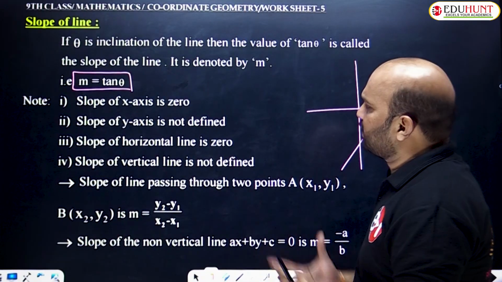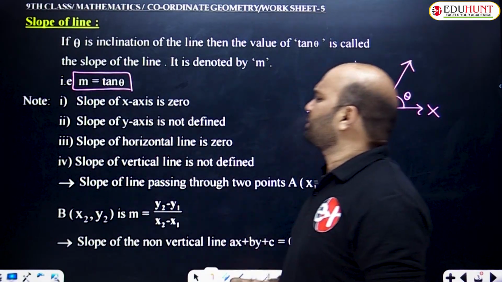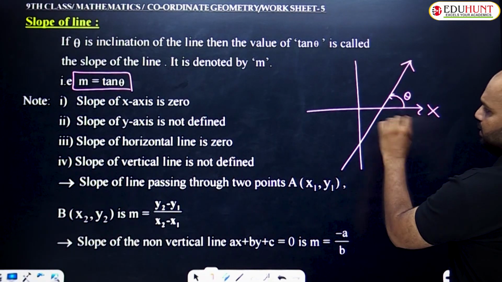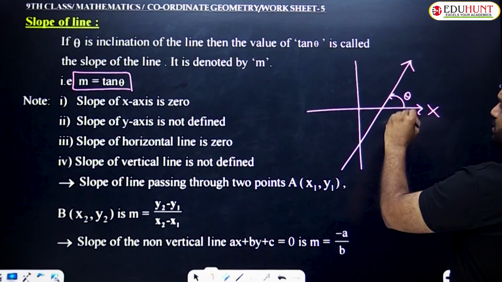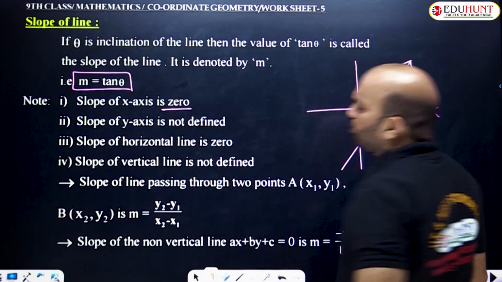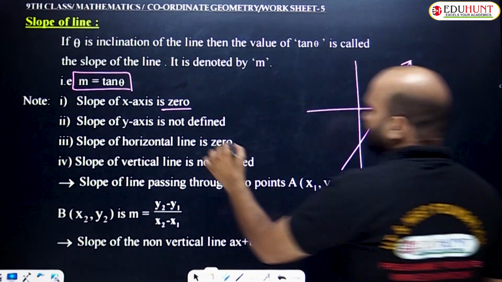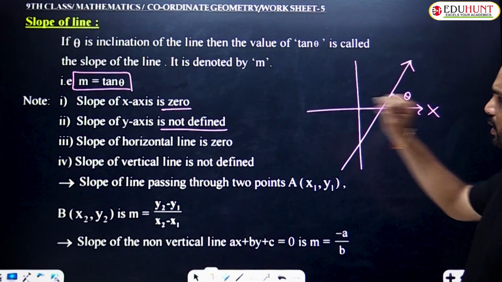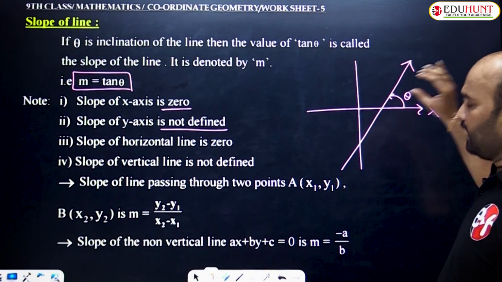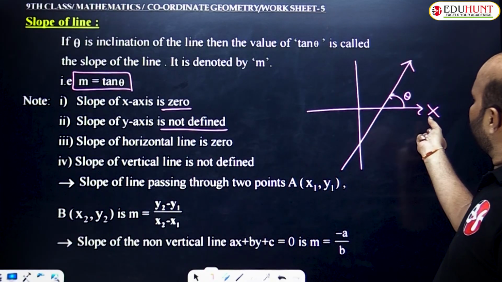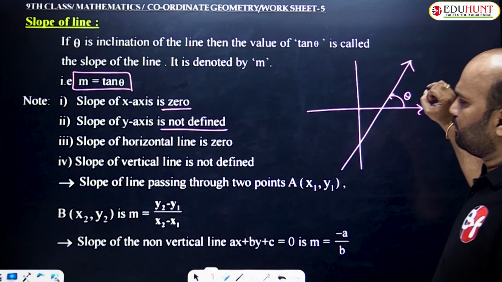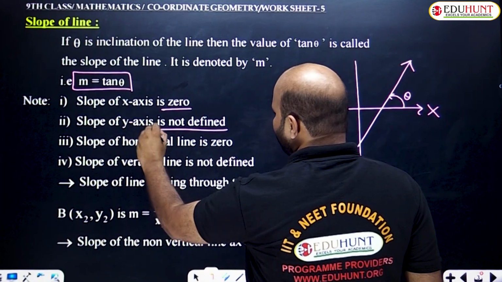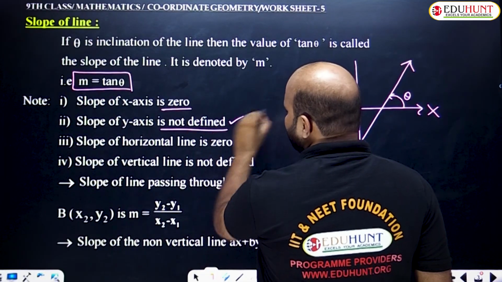So what are the main characteristics of slope? The slope of the x-axis is 0. But the slope of the y-axis is not defined, especially in inclination. Inclination is the angle between the line and the positive x-axis, but you cannot define it for the y-axis. So if it is given, the slope of the y-axis is not defined. That is a very important point.